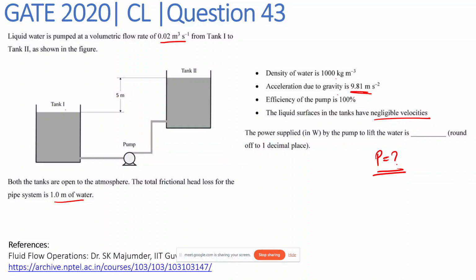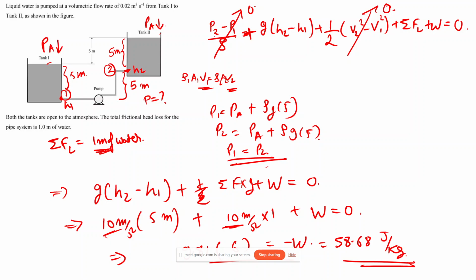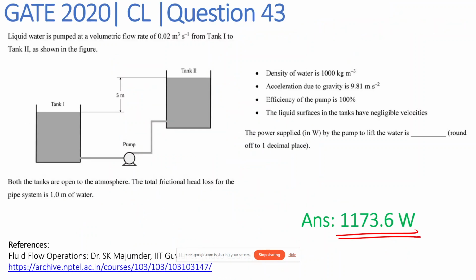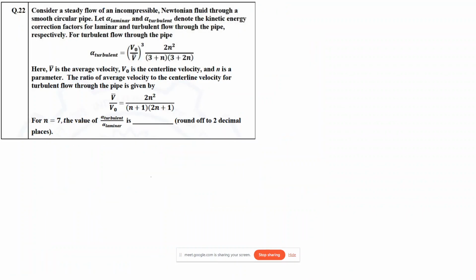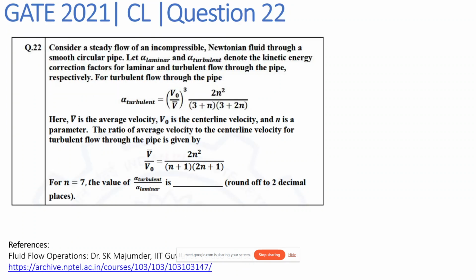Now this question is again the application of Bernoulli's theorem, and it is very similar to the previous questions that we discussed, so we can skip this question. We can take a look at this question. So this is question number 22 from GATE 2021.